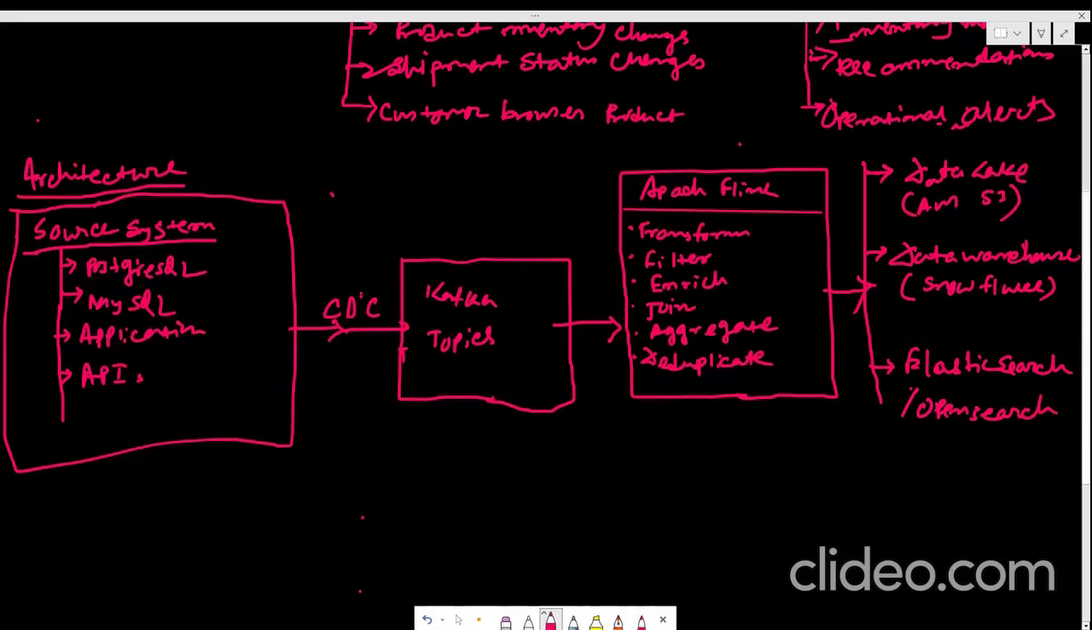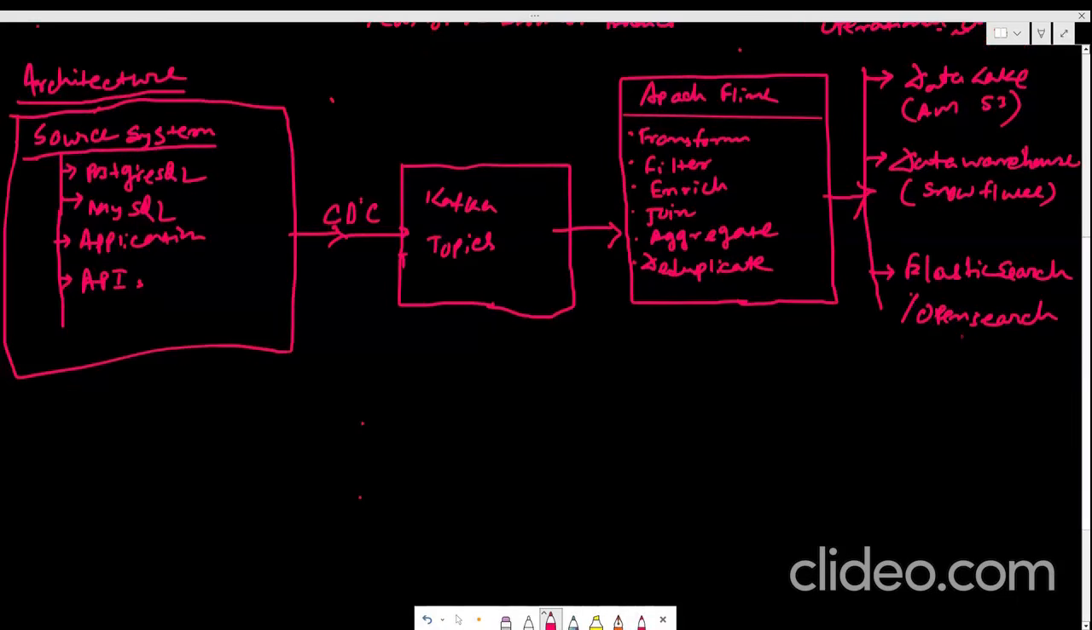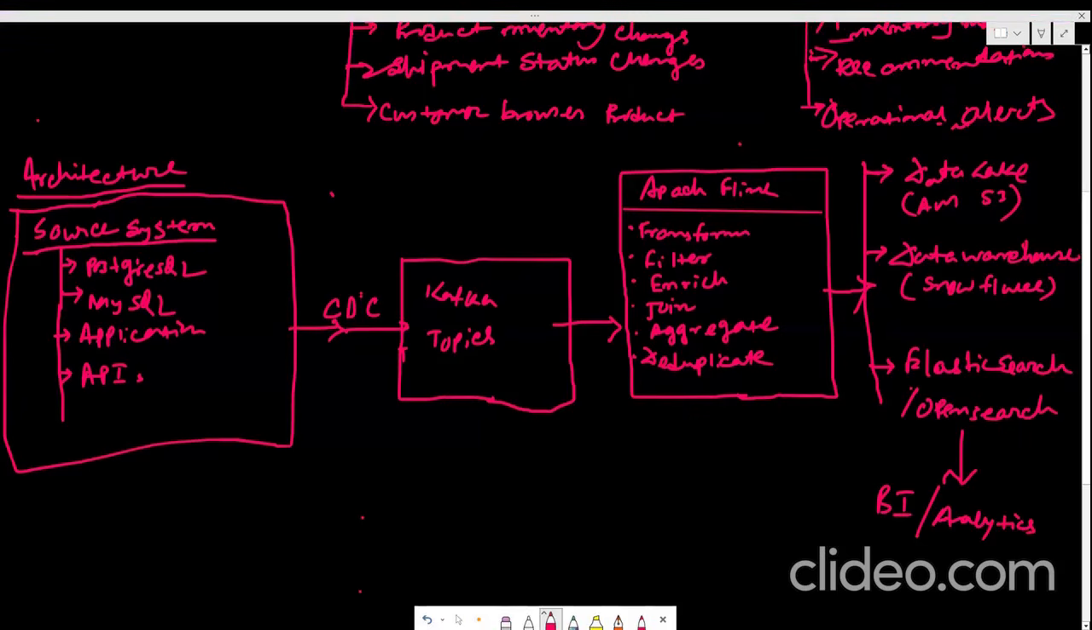And after all these things, when it goes to the target systems, after that it will go for observability and for some BI, business insights, or some analytics purpose, right? So that can be the suitable architecture.